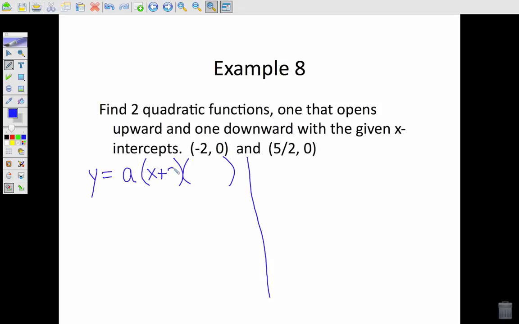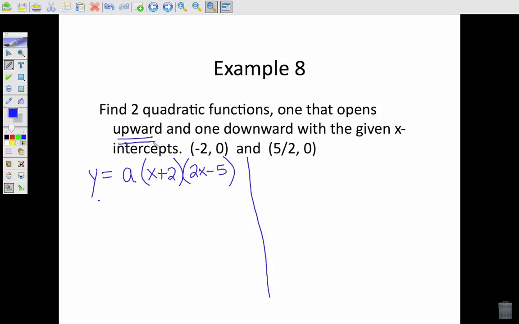So if a solution is negative 2, then the expression is x plus 2. You do the opposite, you put it back into its expression form. If a 0 is 5 halves, then it's 2x minus 5. You can check that. If you have this factored and your y is equal to 0, do these give you your intercepts? And that is true.